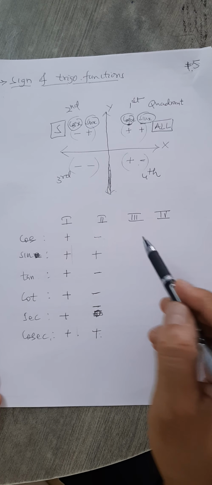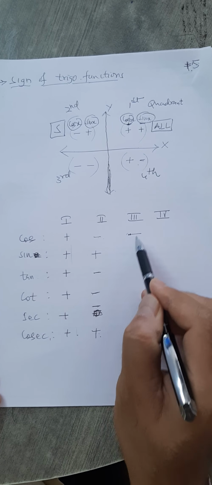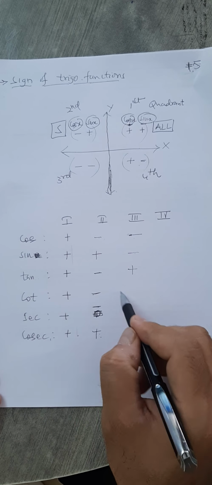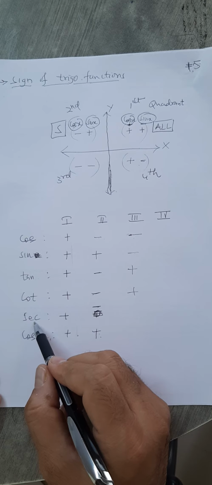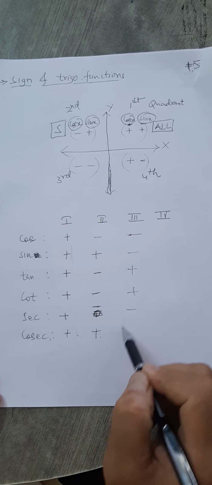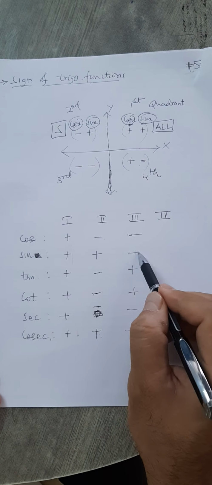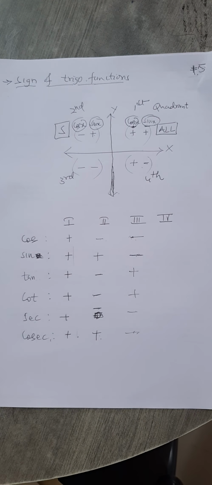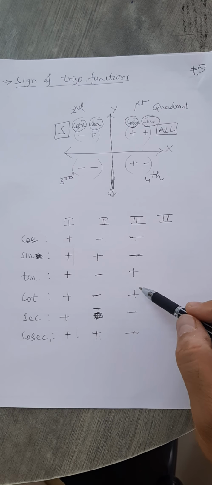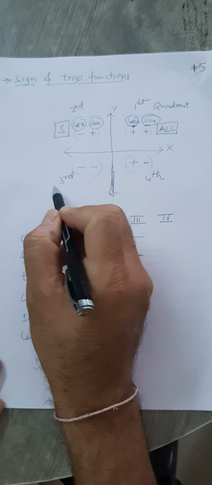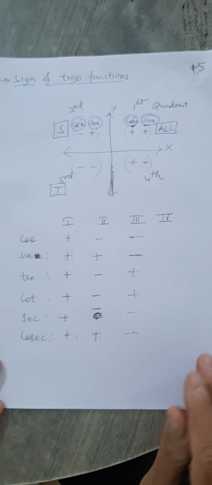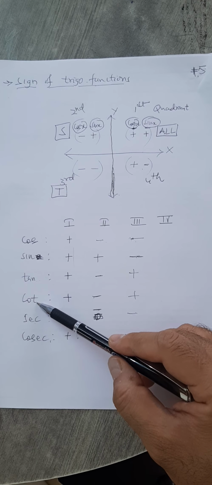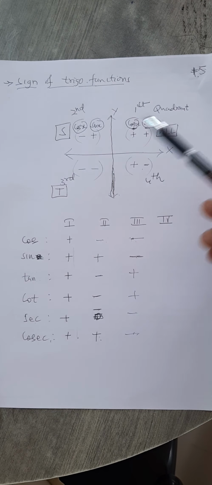Third quadrant, both are negative. So here cos is negative, sine is negative. If both are negative, the ratio would be positive. Sec is obviously negative, cosec is obviously negative because sine is negative. These two are reciprocals of these two functions. So what do you notice here? Only tan and cot are positive, remaining all are negative. So we have here T. T stands for tan and its reciprocal, cot, are positive, remaining all are negative.